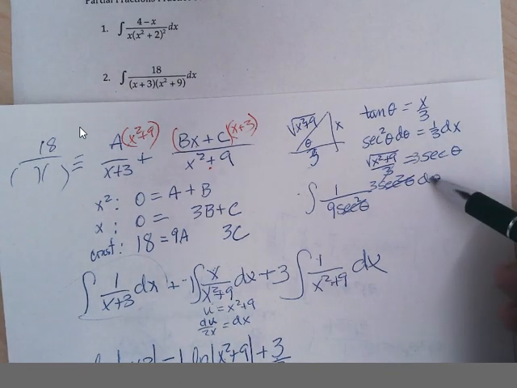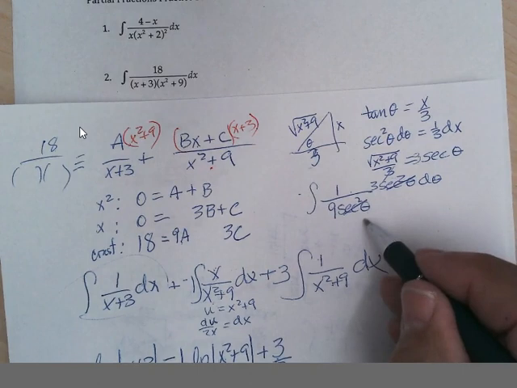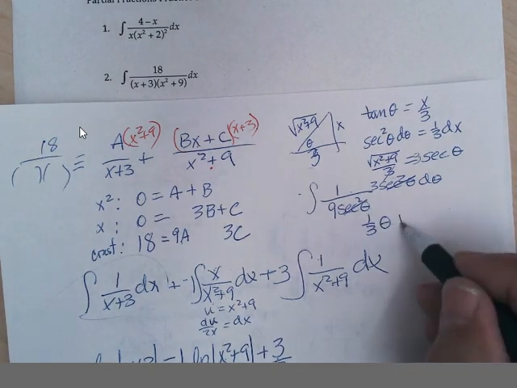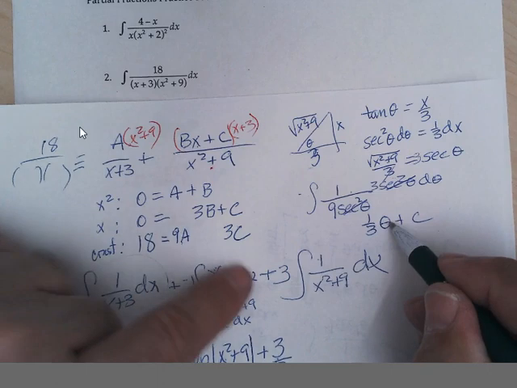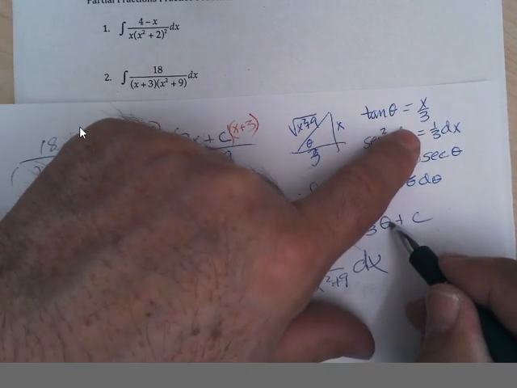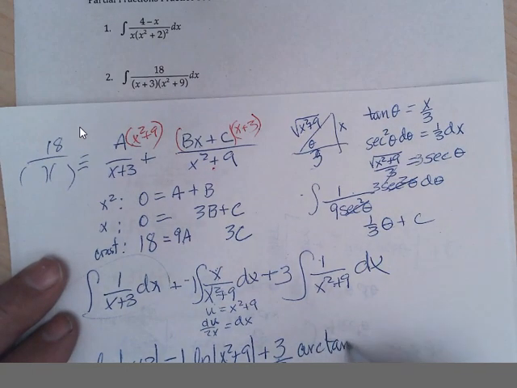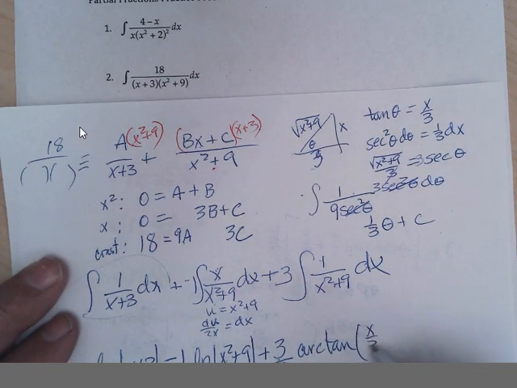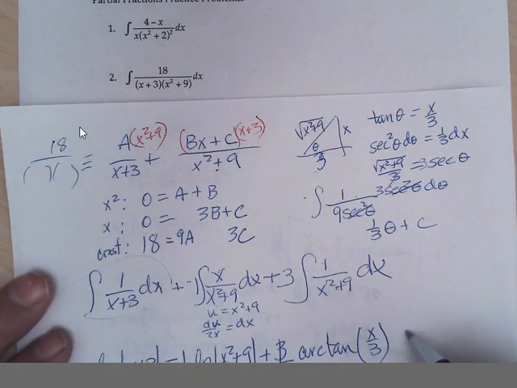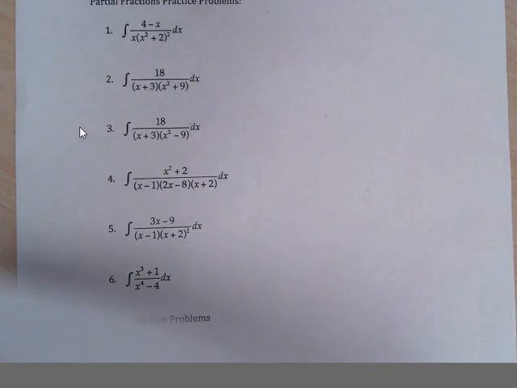And I get just a d theta, and the antiderivative of d theta is theta, and theta was equal to the arctangent of x over 3, plus c.